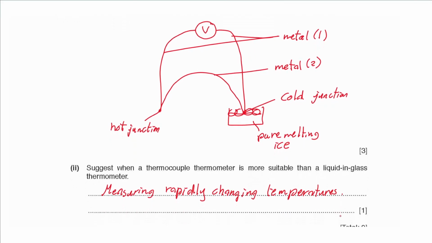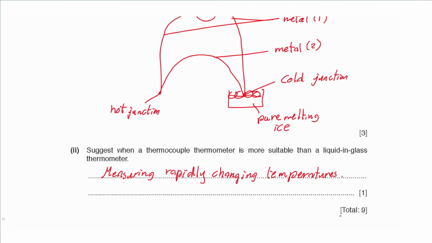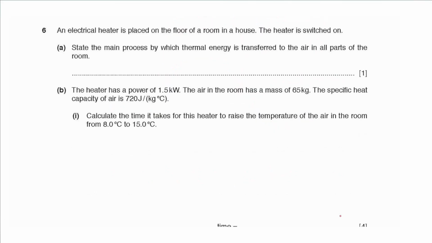So these are the advantages of a thermocouple. Question 6 says an electrical heater is placed on the floor of a room in a house. The heater is switched on. Part A says state the main process by which thermal energy is transferred to the air in all parts of the room. That would be convection, since we are talking about a fluid.